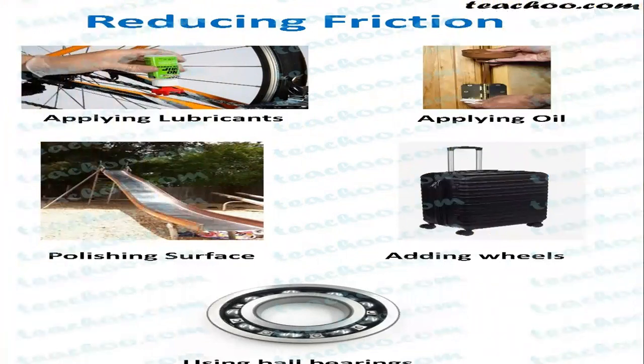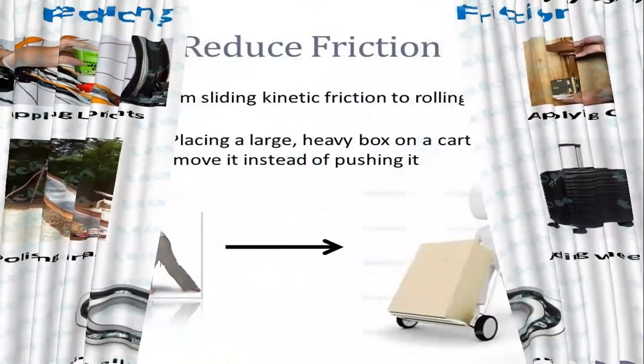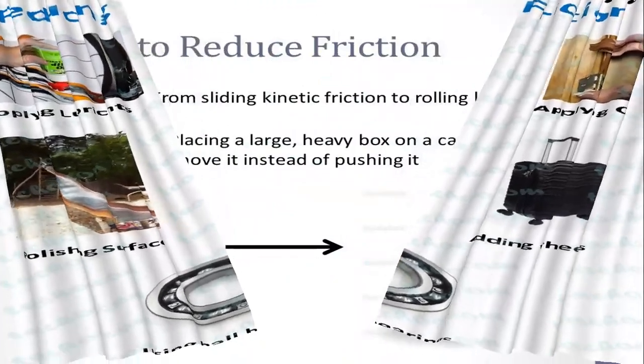Same here, there are some examples of reducing friction: applying lubrication, as you lubricate or give oil to your cycles, applying oil, polishing the surfaces, adding wheels. It will be easy for us to move bags which have wheels, and also we use the ball bearing. This is mostly used in machines and in vehicles.